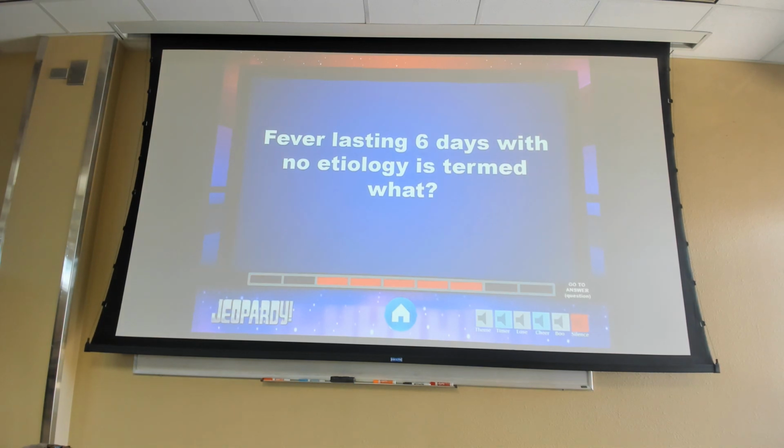Fever lasting 6 days with no etiology is termed what? Fever without a source or fever without a focus.